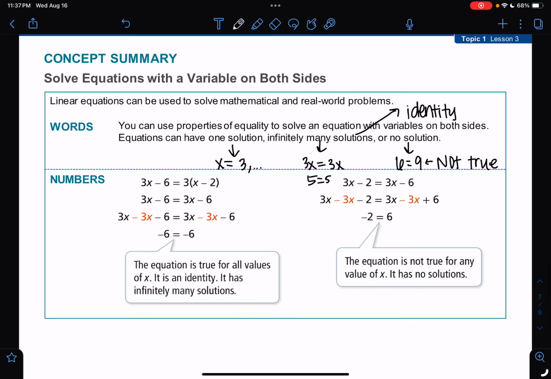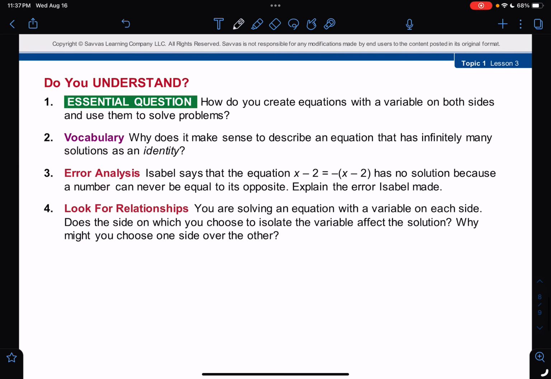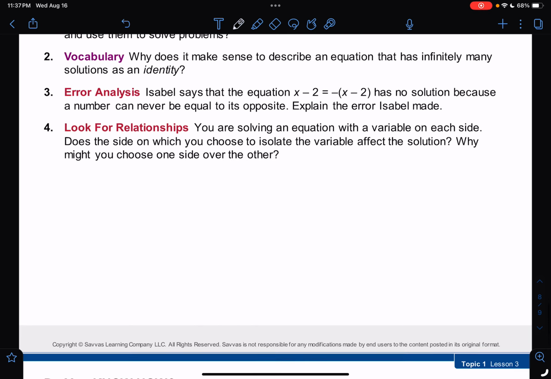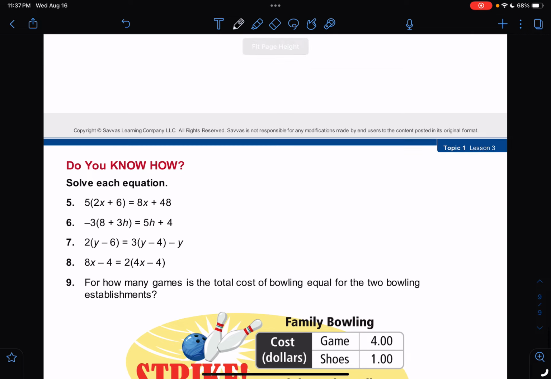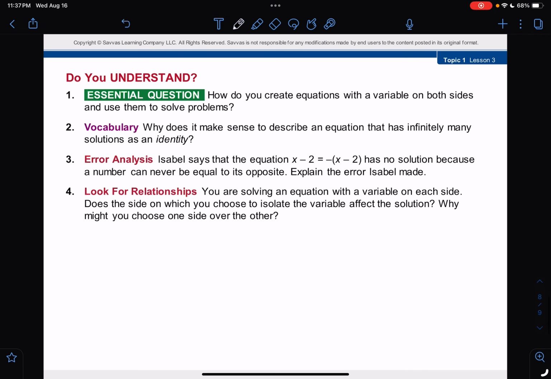All right. And then you guys are going ahead and moving on with your assignment for today. Make sure that you answer the do you understand questions and the do you know how. Okay, that's numbers 1 through 9. Go ahead and get to work on that, and then you have your practice problems. Just ask your teacher for those. All right, thank you.